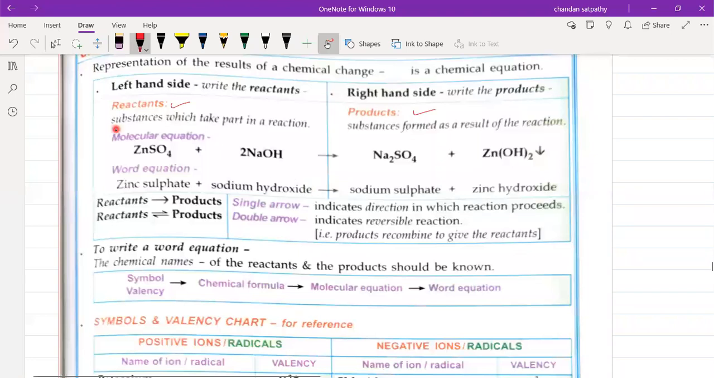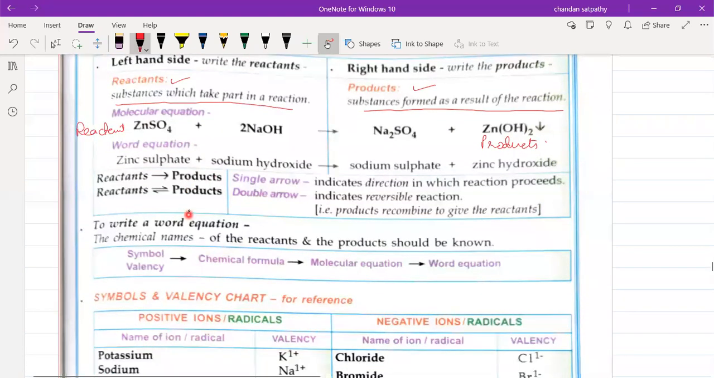Now, what are the reactants? The substances which take part in a reaction are called reactants. And what is a product? Substances which are formed as a result of the reaction are called products. The new substances formed are products, and those taking part in the reaction are reactants. For example, zinc sulfate reacts with sodium hydroxide, it forms sodium sulfate and zinc hydroxide. So here zinc sulfate and sodium hydroxide are what? They are reactants. And sodium sulfate and zinc hydroxide are what? They are products. Yes or no?